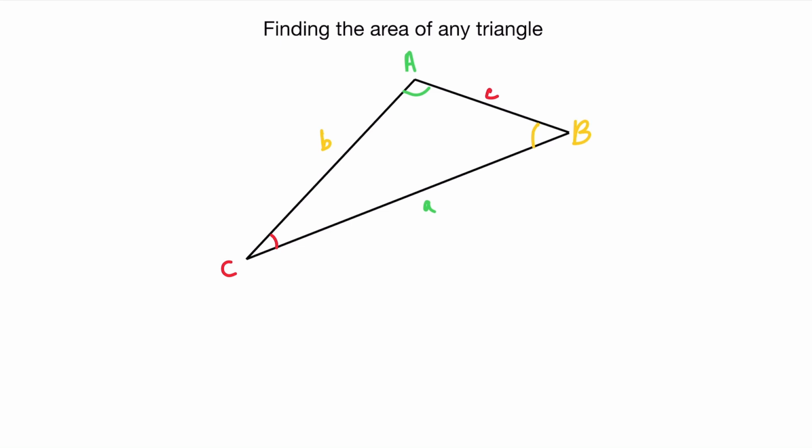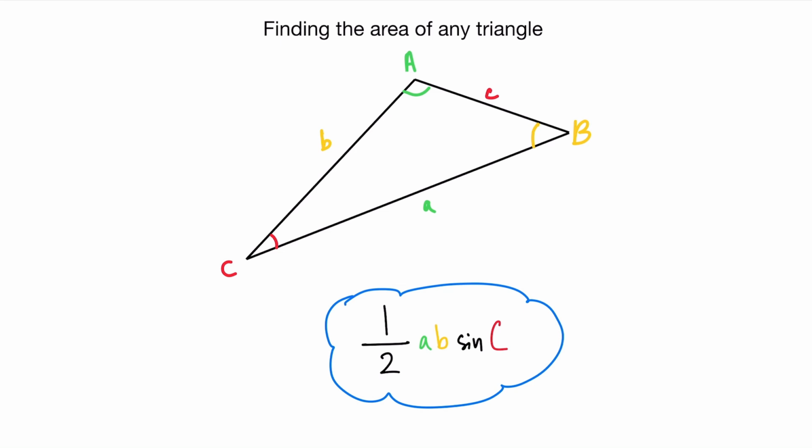What I've done is I've marked each angle with a capital A, B, and C, and then I've marked the opposite side to each of these angles with the corresponding lowercase letter, lowercase a, b, and c. And the formula you want to use when you have triangles like this is half ab sine C.